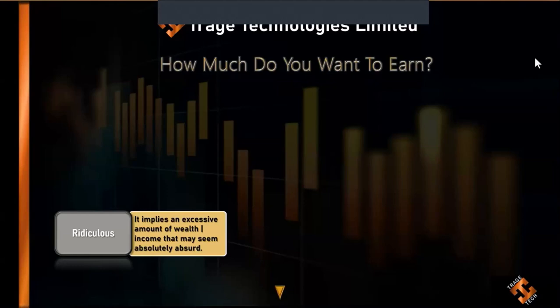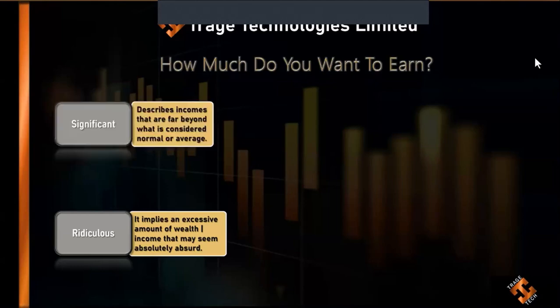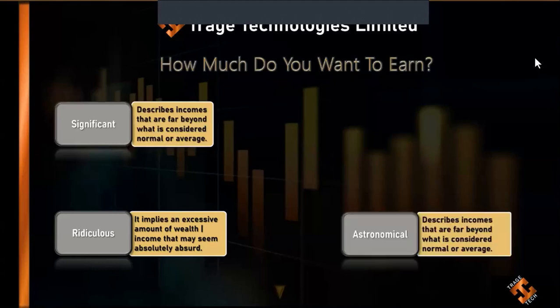That means they want to make a lot of money. Those people that are a little bit more refined say, I would like to make a significant amount of money. Then there are those that are super urgent. I prefer to make an astronomical amount of money. Now, all these three sound the same, right? Normal or average, absolutely absurd, normal and average.